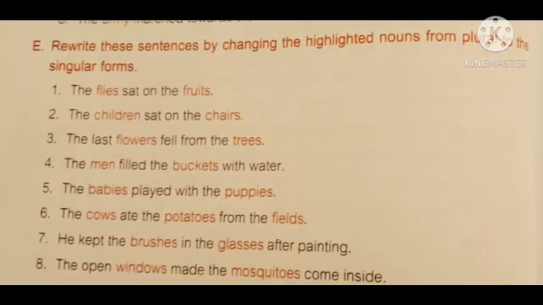E. Rewrite these sentences by changing the highlighted nouns from plural to singular forms. You have to change from plural form to the singular forms. Okay, the first one, the flies sat on the fruits. Highlighted word is flies and fruits. So flies will become fly. Fruits will become fruit. The fly sat on a fruit.